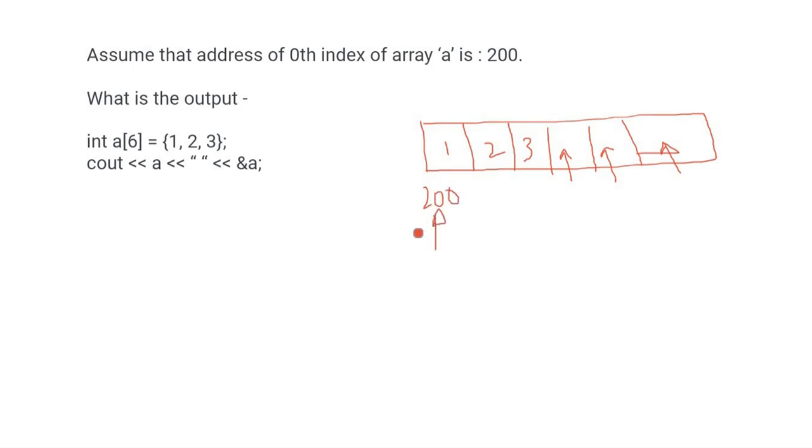Now the value of A, as we know that for the case of integer array, the value of A and ampersand A would be absolutely the same. Therefore this as well as this both would print 200. Now why will the first one print 200?